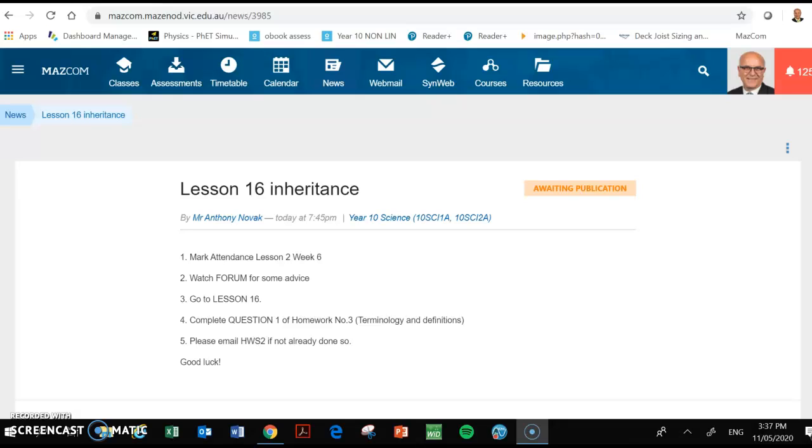This is an interesting part of genetics, where we look at inheritance. So, do you have blue eyes or brown eyes? Can you explain why? That's what this is all about. So, you'll go to lesson 16.